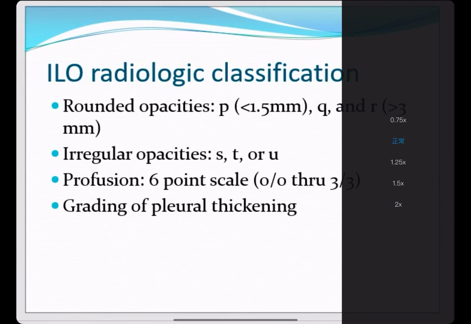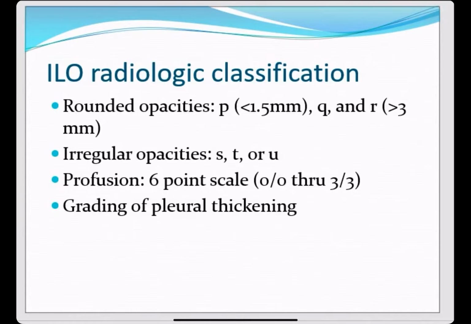The ILO radiologic classification identifies the nodules by their size and shape. If the nodules are rounded opacities, they will call them P, Q, R. If the size is smaller than 1.5 millimeters, the nodules are P. Between 1.5 and 3 millimeters, they call the nodules Q. If bigger than 3 millimeters, they call it R.